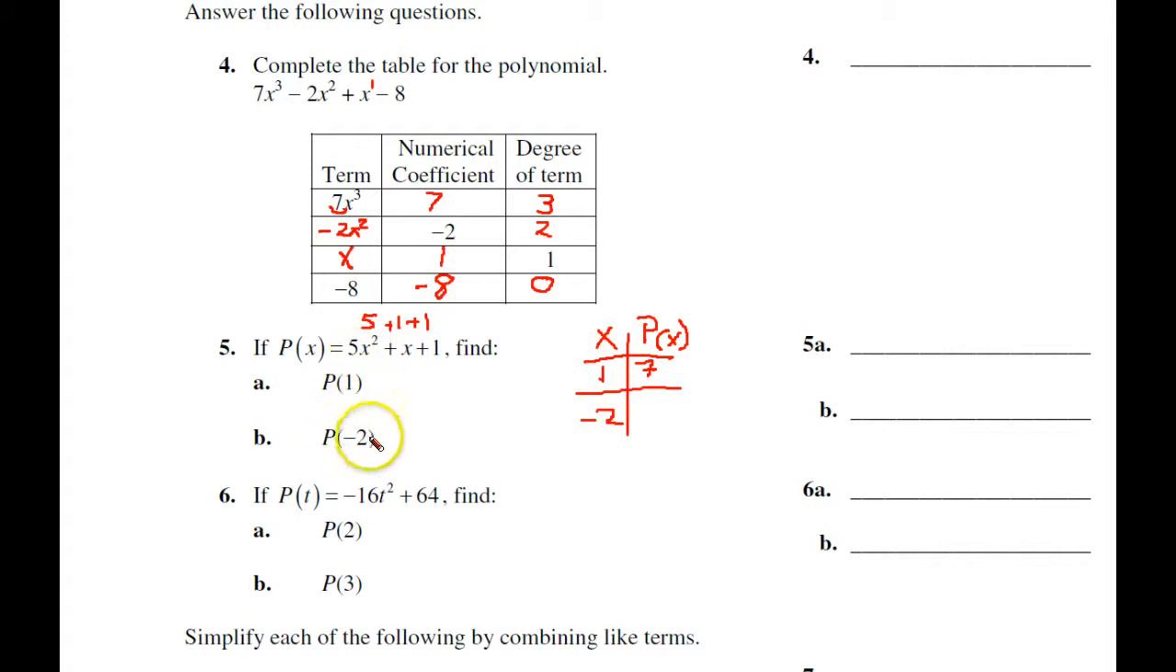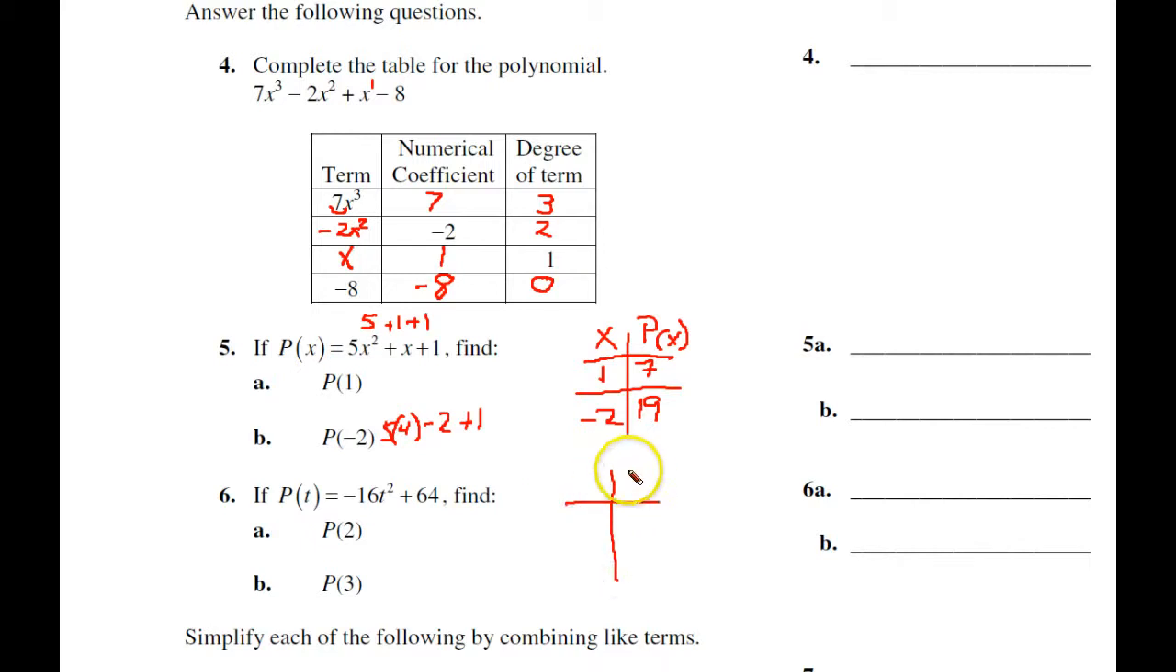And here if you put a -2 there, that's going to be 5 times a -2 squared becomes a +4 minus 2 plus 1. So this is 21 minus 2. This will be a 19. And the same for this one.